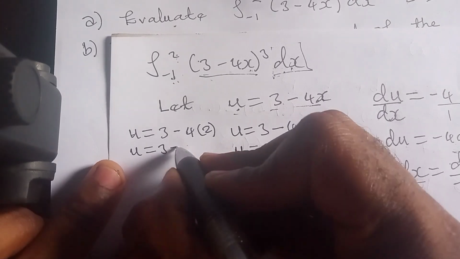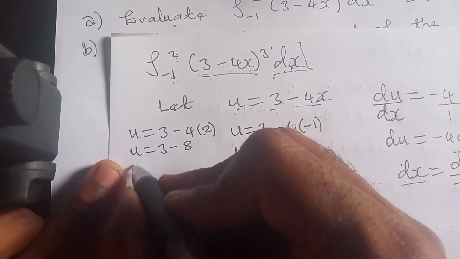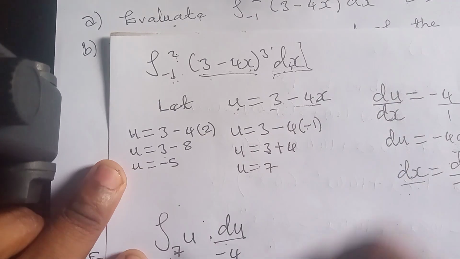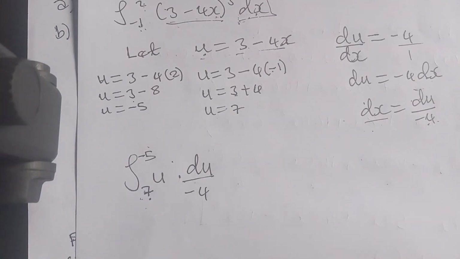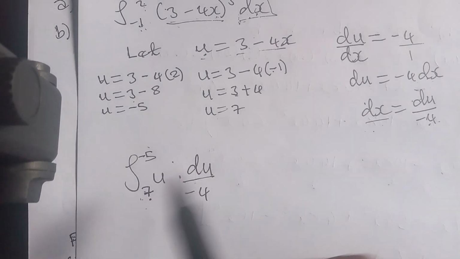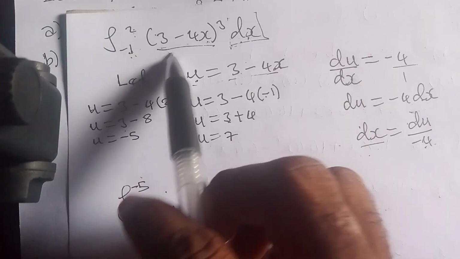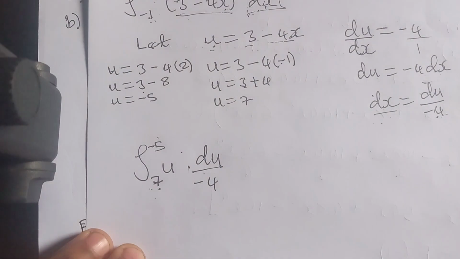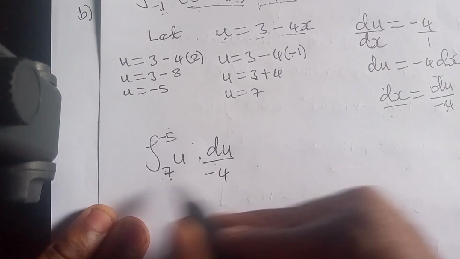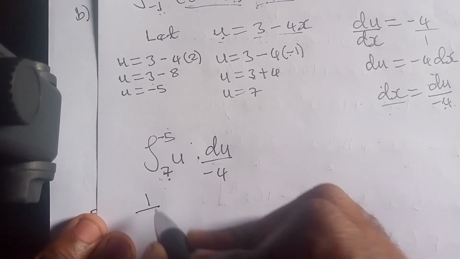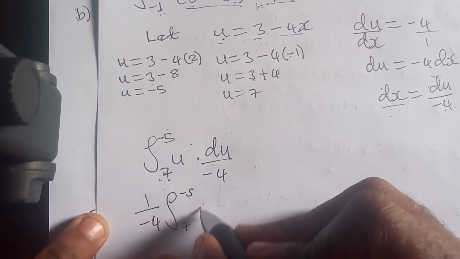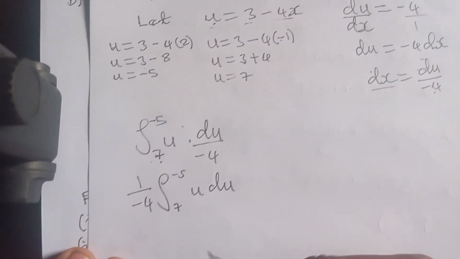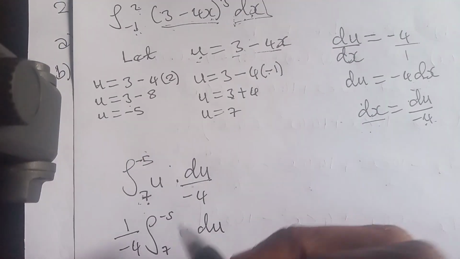This may not be your favorite method, but I just thought I should give it to you anyway. So you have this, and then you can integrate. Whatever you get is the same as what someone who expands this will get. So I can just factor the 1 over negative 4 out, so that I can make it easier for myself. Of course, this is raised to the power 3, so you have to put a 3.